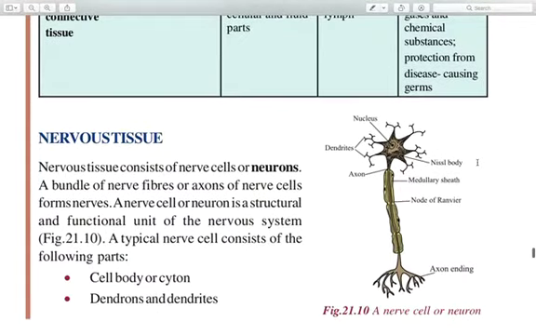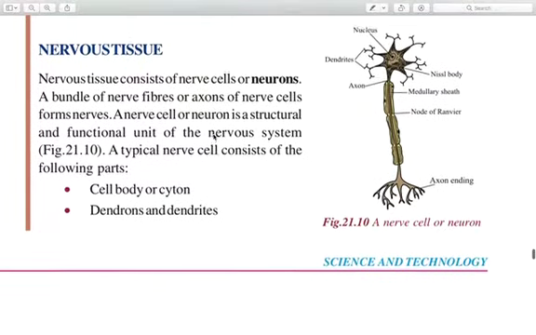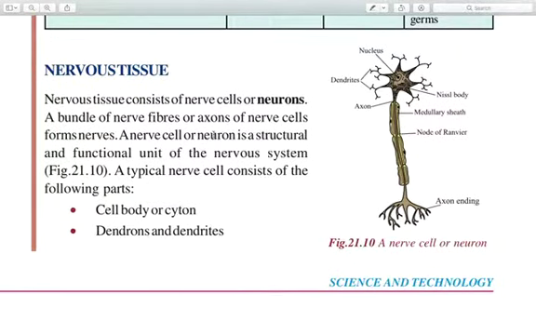Lymph fluid is found in lymphoid organs. Lymphoid organs basically have lymph nodes and they secrete lymph fluid. Then the next is nervous tissue. We have nerves in our body. So the nervous tissue consists of nerve cells or neurons. A nerve cell is otherwise called a neuron. You have to remember this.